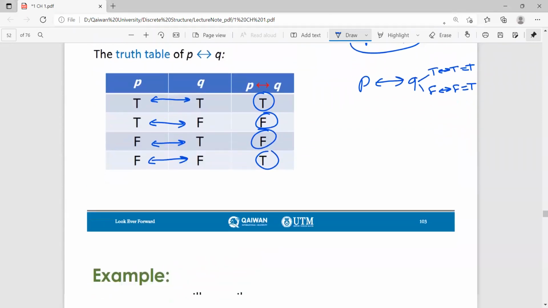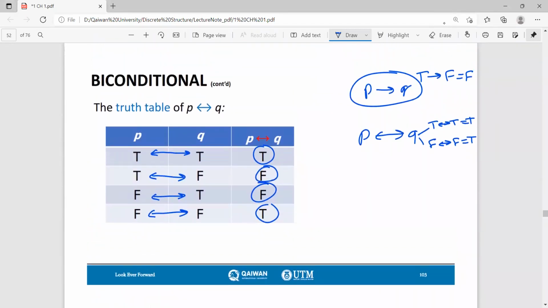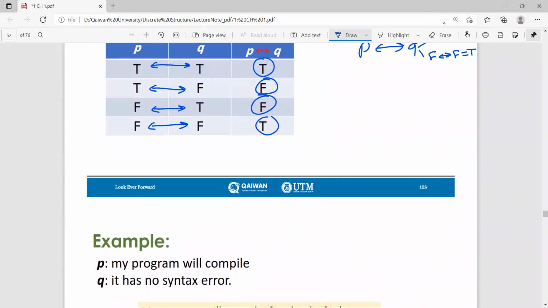We said that in the biconditional, if both statements are true or both statements are false, the result is true. In other cases, the result is false.